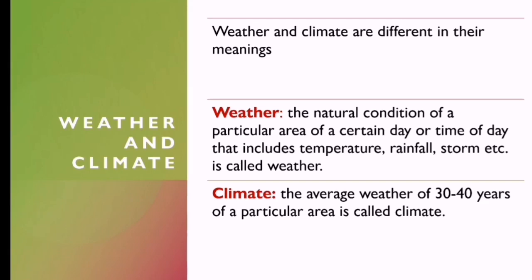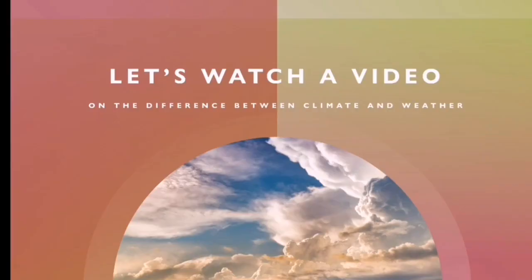We generally determine a place's weather by measuring temperature, air pressure, air speed, humidity, and amount of rainfall of that place. On the other hand, the average weather of 30 to 40 years of a particular area is called climate. So, climate is the condition of weather at a place for a longer period of time. When we determine climate of a place, there are some extra elements that should be considered besides just the condition of weather of that place. But before knowing about them, let's watch a video on the differences between weather and climate to have a clear concept about them.